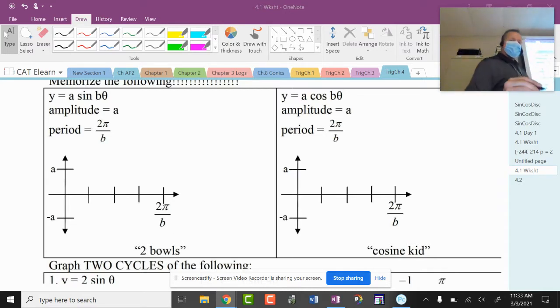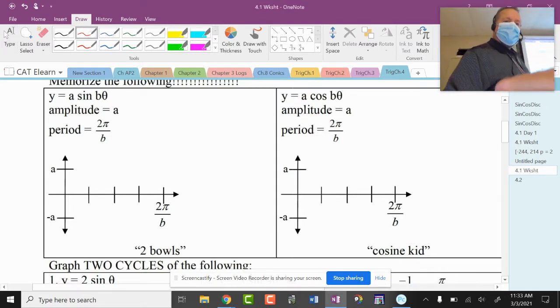So sine's 2 bowls, and then A is whatever the amplitude is. You just stick those values there. So this is what we were looking up at the top. This is what you should know about sine. Looks like 2 bowls. And this is what we can expect to see.